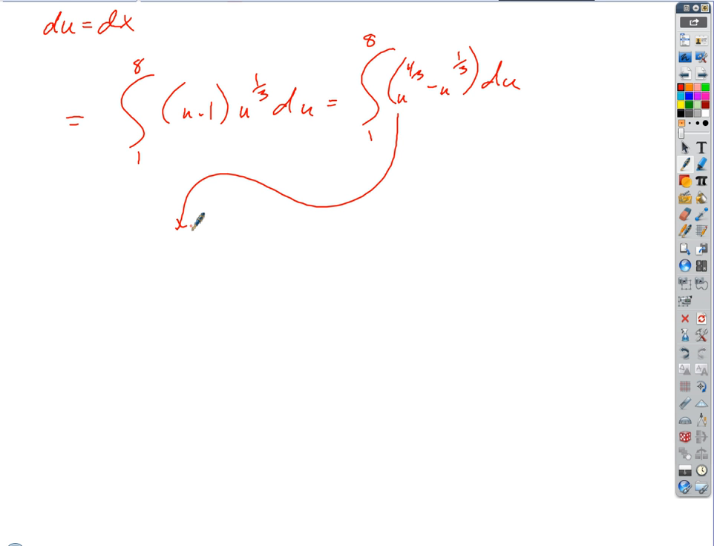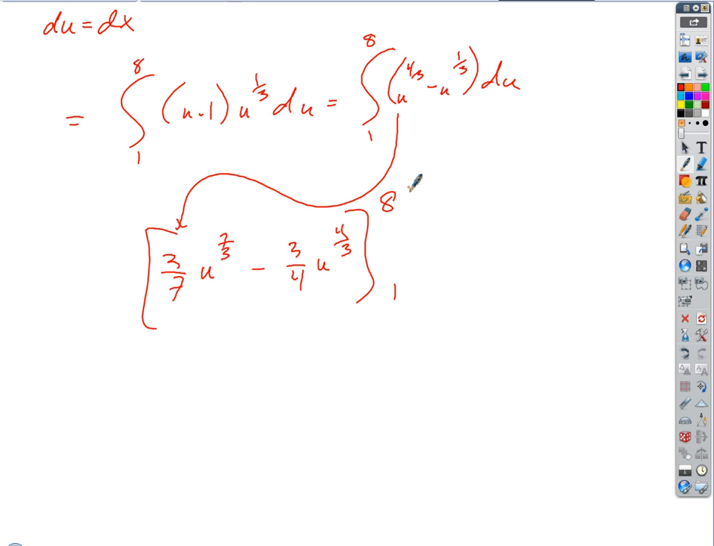Kylie always gets these. What's this one going to be? You're quick with these. So what's the antiderivative of u to the 4/3? It would be u to the 7/3 times 3 divided by 4. 3/7, right? So we're going to get 3/7 u to the 7/3, right? Minus, what's the antiderivative of u to the 1/3? 3/4 u to the 4/3. There you go. 3/4 u to the 4/3, all evaluated from 1 to 8, right?